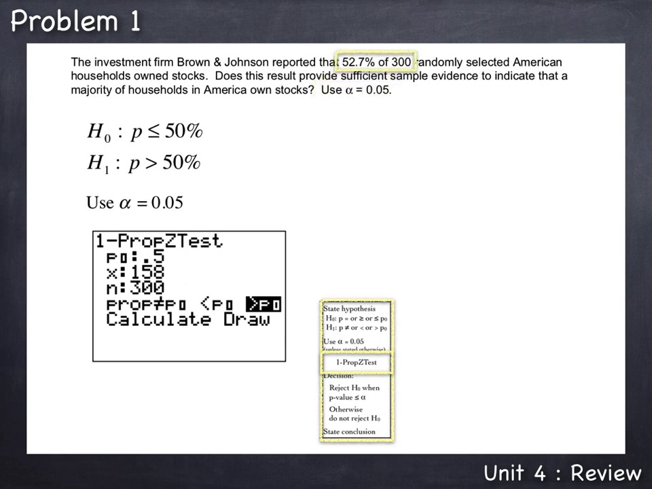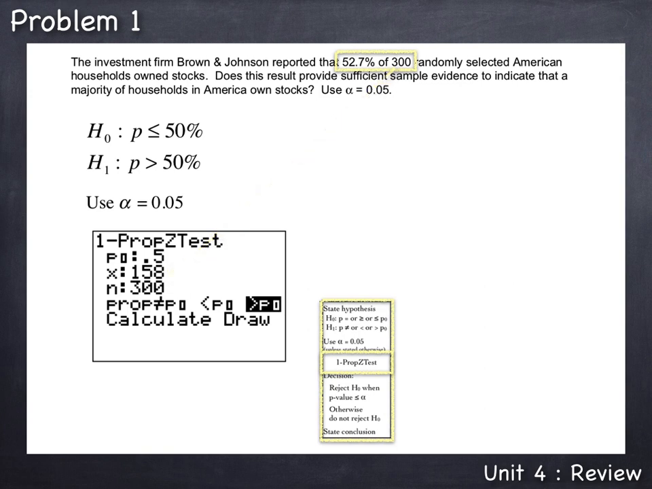Here we're given that 52.7% of 300 randomly selected American households own stock. The 52.7% is the sample proportion, P hat. And the 300 randomly selected households is the total sample size. So we would have to enter N equals 300 into the calculator, so that the calculator knows the total sample size is 300.